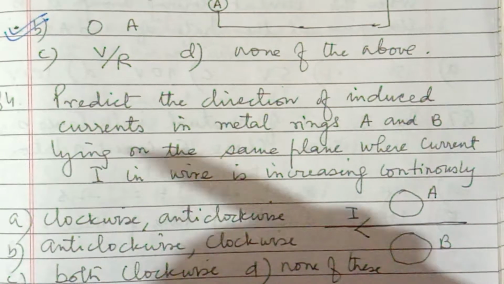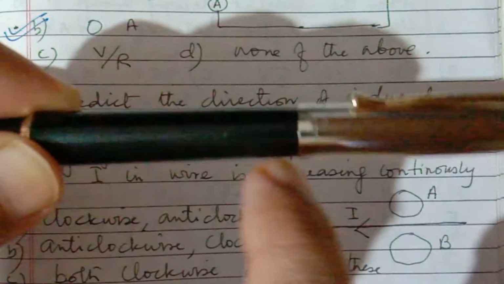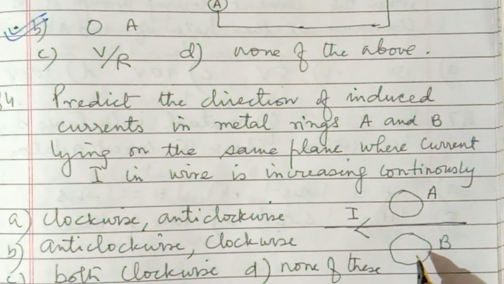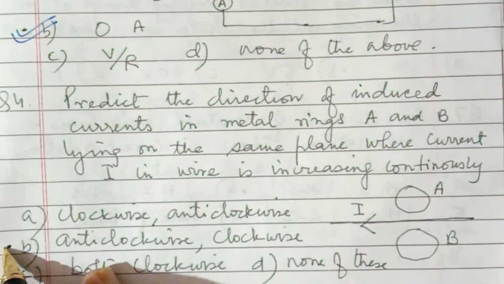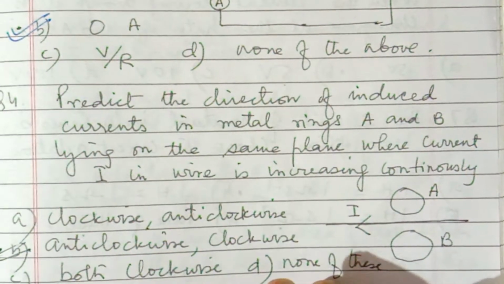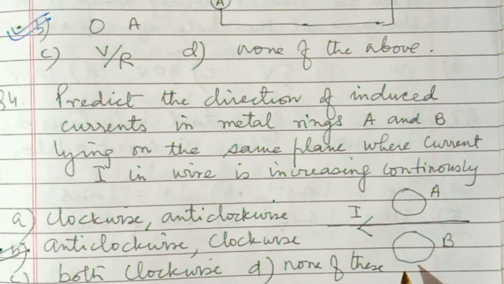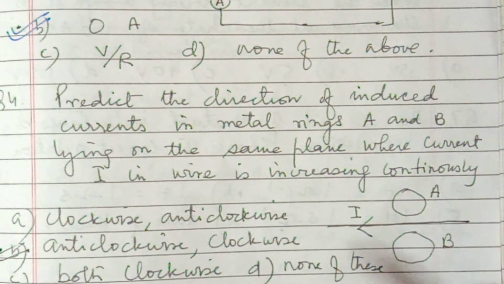You can hold it like this, then on this side of the wire the magnetic field is downwards, but on this side the magnetic field is in the upward direction. So the same way you will get it clockwise. So the second option is coming right. A is anti-clockwise and B is clockwise, the opposite direction. That way you can solve.